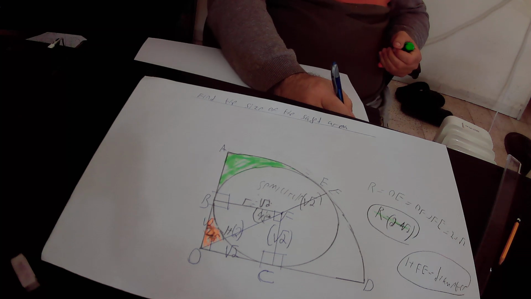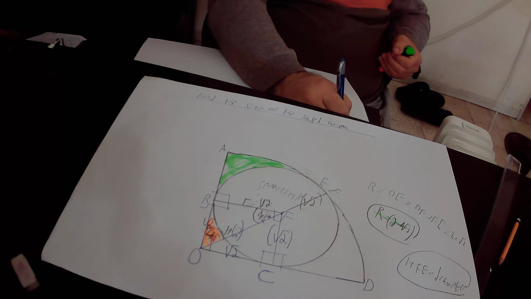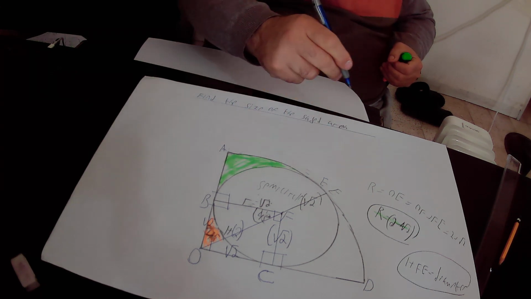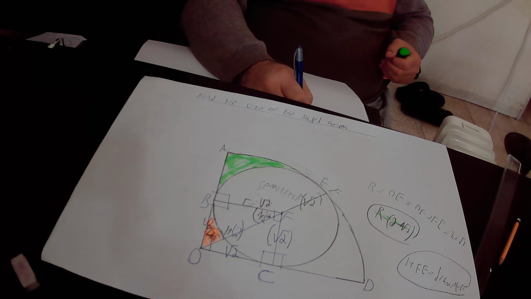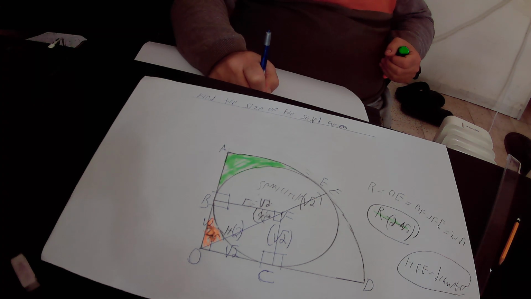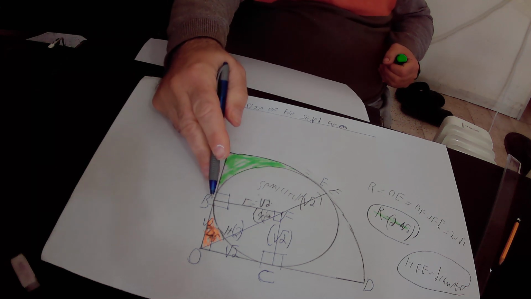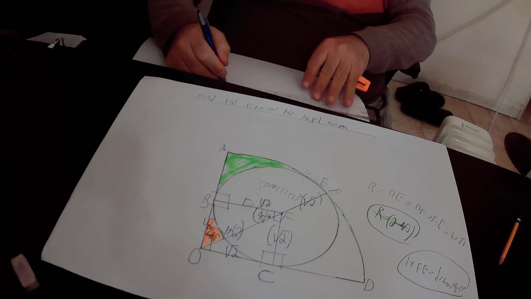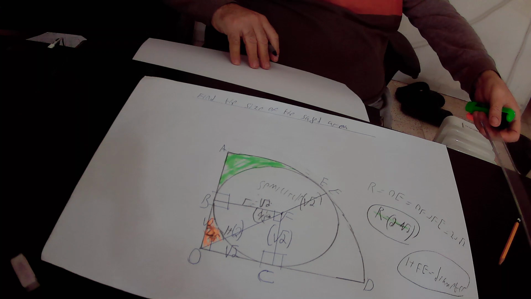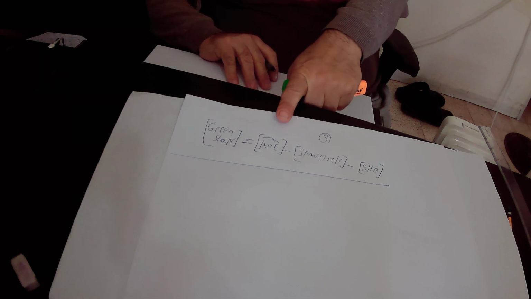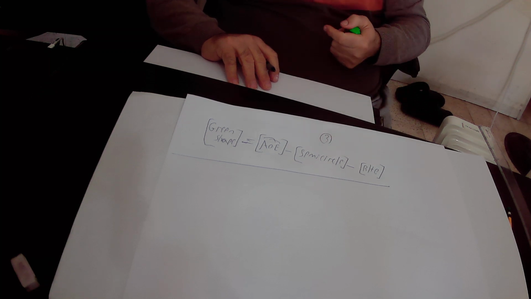Repeat again that the area of the green shape is equal to the area of the big sector AOE minus the area of this small semicircle minus the area of this orange shape BHO. Repeat again, the area of the green shape in total is equal to the area of the big sector AOE minus the area of the small semicircle minus the area of the orange shape BHO.